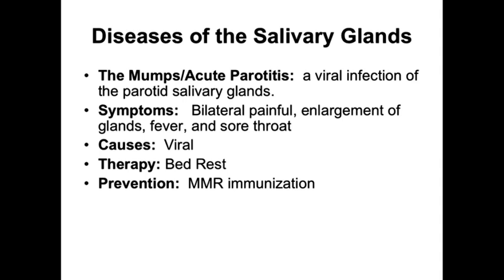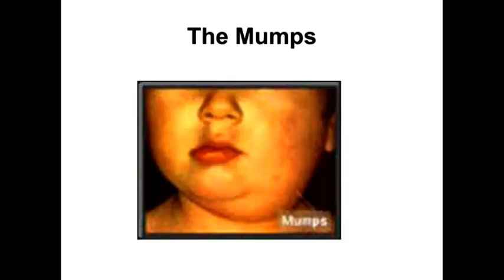Other disease of the salivary glands, there's mumps, a viral infection of the parotid gland. Symptoms are bilateral, painful enlargement of the glands, usually fever and sore throat. That's what it looks like. See the swelling on the side of the face.